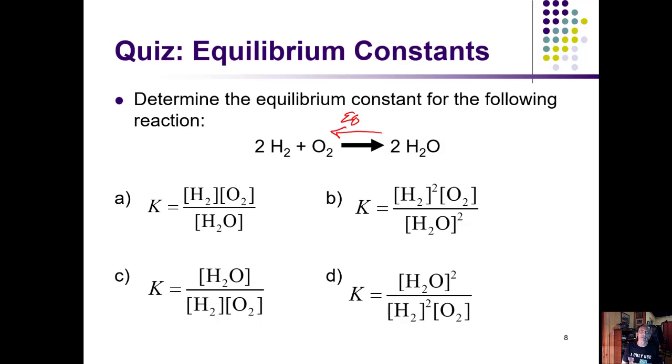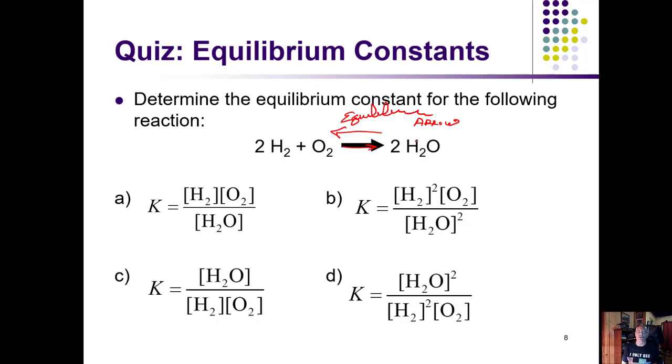These are the equilibrium arrows, okay? It's not a double-headed arrow. It's one arrow going forward and one arrow going in reverse, all right?